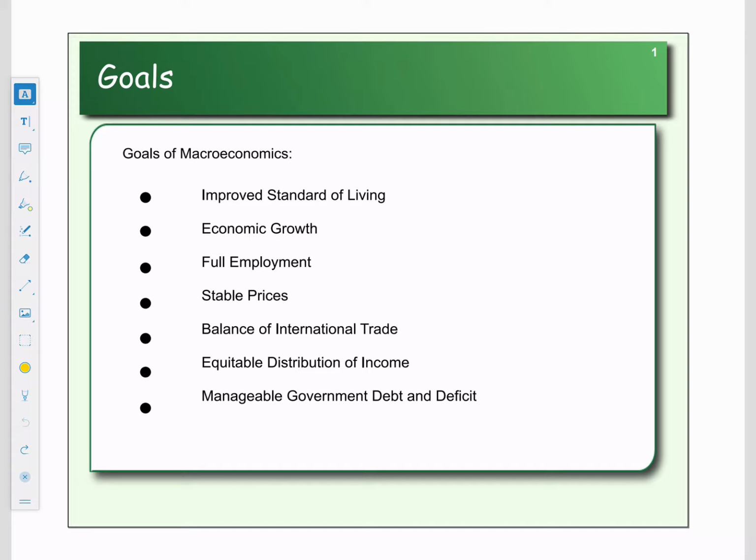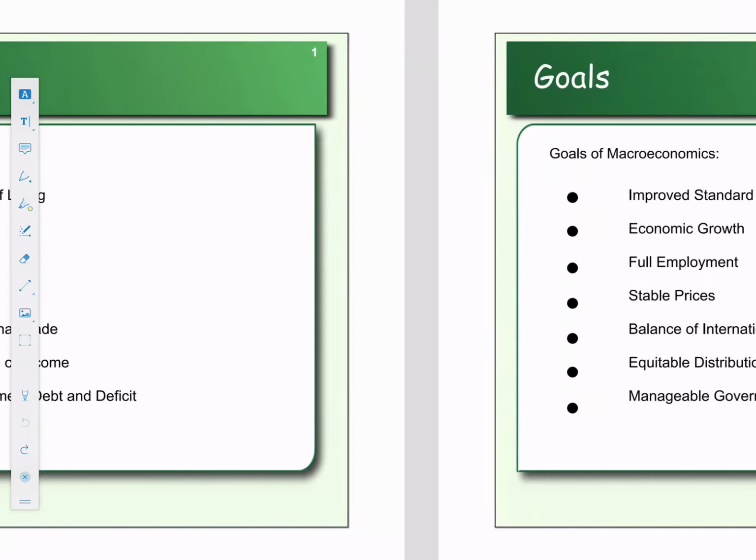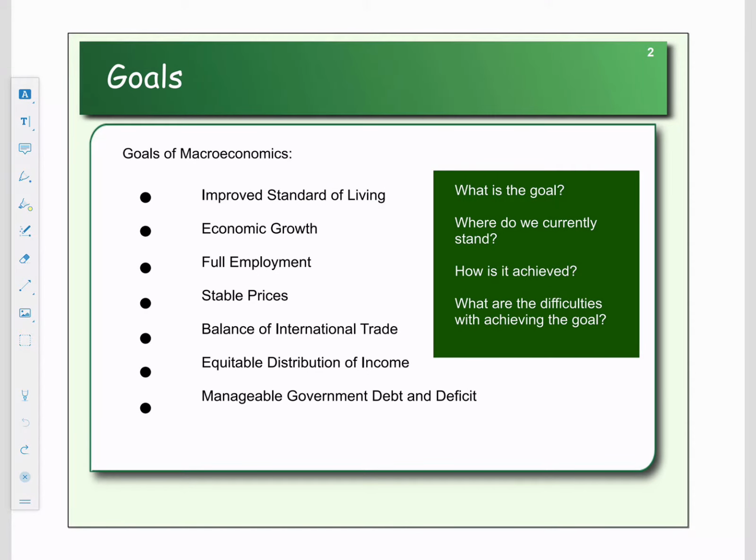In the next couple videos, we're going to be looking at these different goals. How do you measure them? Where do we currently stand? And which ones can you achieve simultaneously? So let's start with the first one, which is improved standard of living.